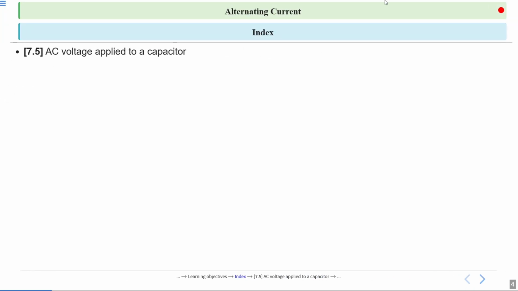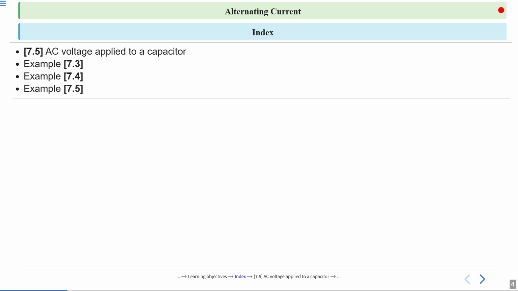Okay, so the index of the topics that we are going to cover today is NCERT section 7.5, AC voltage applied to a capacitor, example 7.3, example 7.4, and example 7.5.